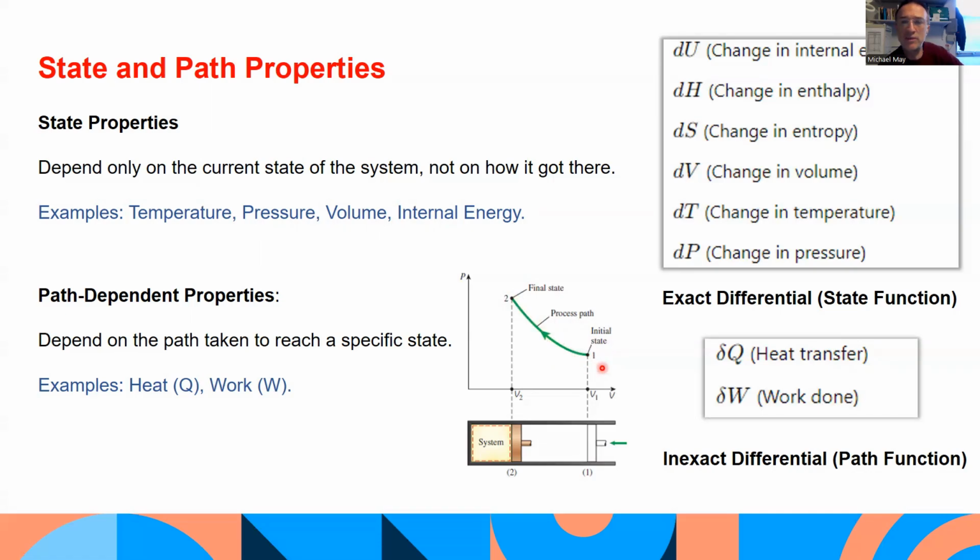Now, to distinguish between the two when we're dealing with differential symbols, we have the italicized d for dealing with state properties, and they're called exact differentials. And then we have the delta symbol here when we're dealing with path properties, and they're called inexact differentials. So if you see those types of differential symbols in the maths and you're wondering why one is represented one way and one is represented another way, that's the reason why.